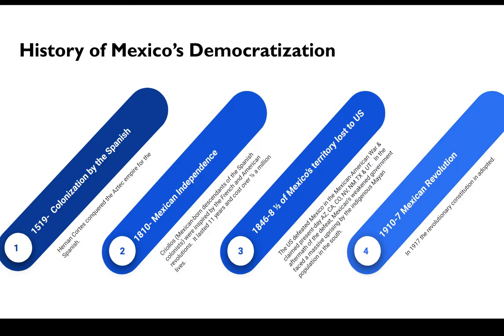To backstep, it's important to understand that you've got Native Americans, particularly the Mayan Empire, then the Aztec Empire, living in Mexico. Colonization by the Spanish starts in 1519 with Hernan Cortez. Then in 1810, Mexicans fight for their independence. The Criollos, the Mexican-born descendants of the Spanish colonists, were inspired by the French and American revolutions. They fought for their independence.